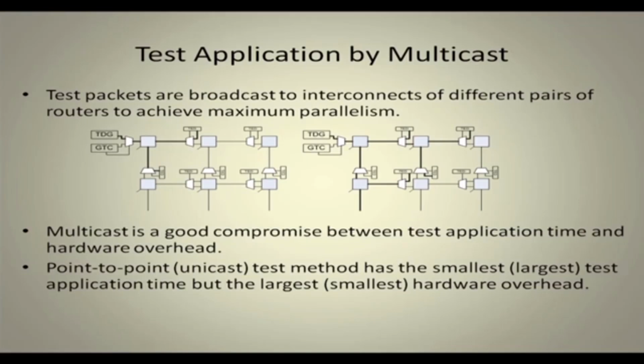On the other hand, the multicast-based approach has a faster test time, and the overhead is also reasonably low. And the other option that we have seen, the unicast method, has the largest test application time but the smallest hardware overhead, because individual routers need not have the broadcast facility. As I have said already, this testing can use the broadcast mechanism only when the broadcast facility is available with the router. If it is not, we cannot do this.